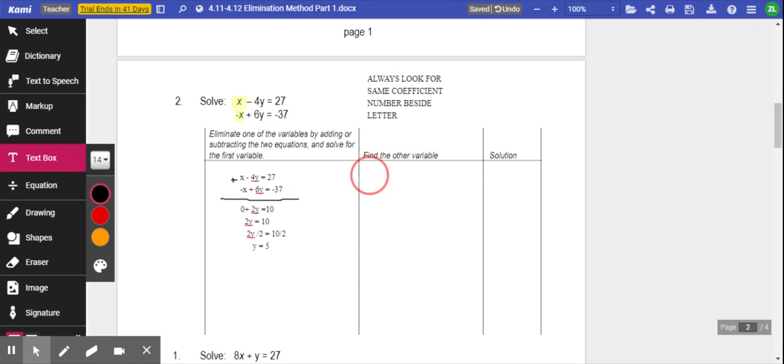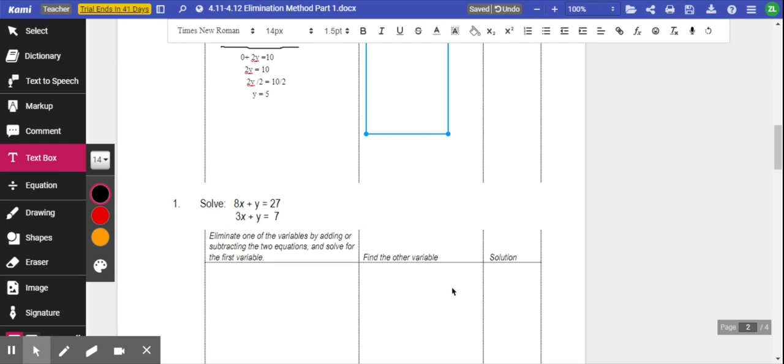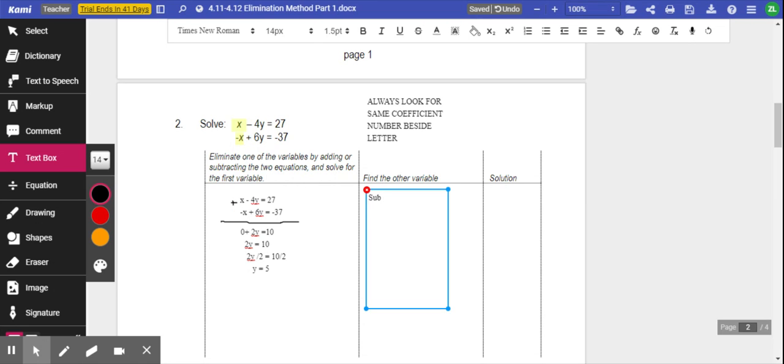Our job now, like we've done, is going to be to sub it. So sub y equals negative 5 into either. So let's do the top one again. We have this equation, and if we sub in negative 5 into the y spot, we'd have x minus 4 times negative 5, which is positive 20, equals 27.